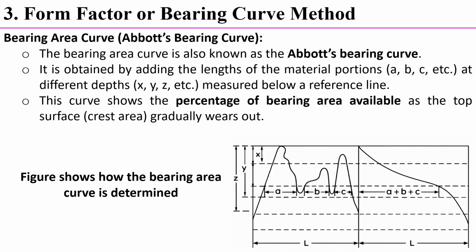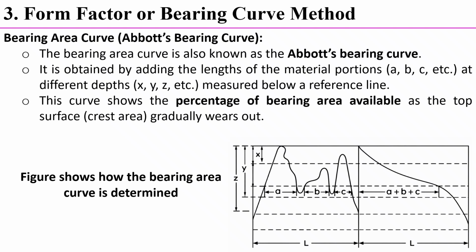Next we will discuss the bearing area curve. The bearing area curve is also known as Abbott's bearing curve. The bearing curve is obtained by adding the lengths of the material portions at different depths measured below a reference line. In the schematic, let's consider capital L is the total sample length, A, B, C are the material portions, and X, Y, Z are the different depths measured below a reference line.